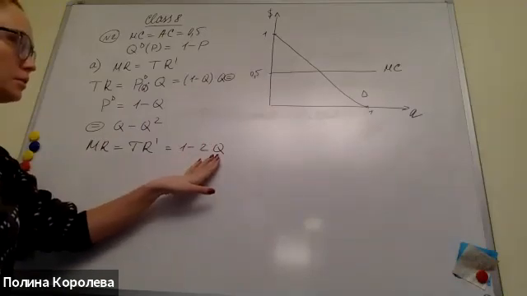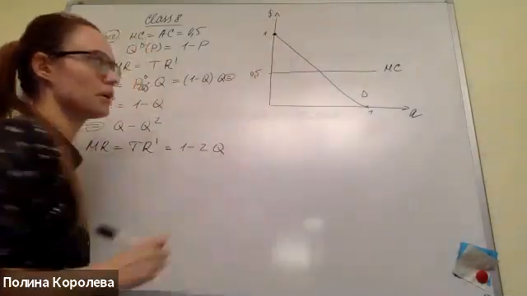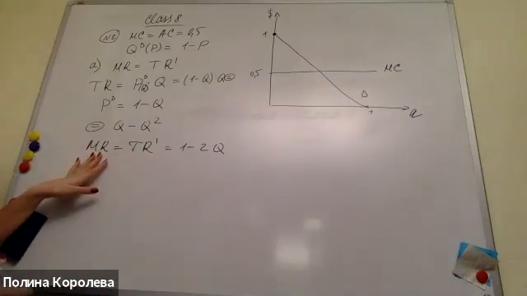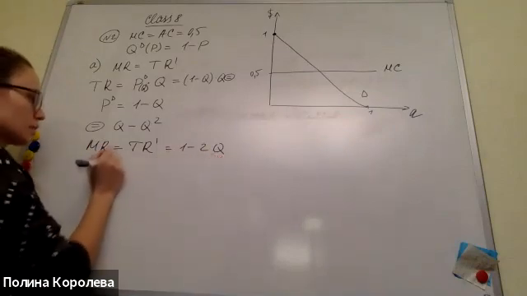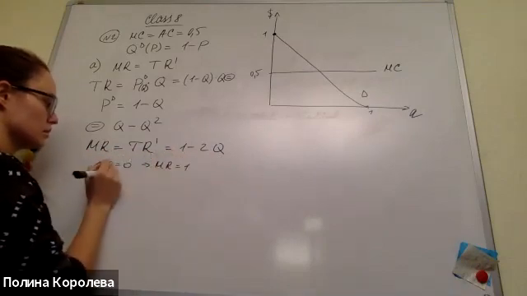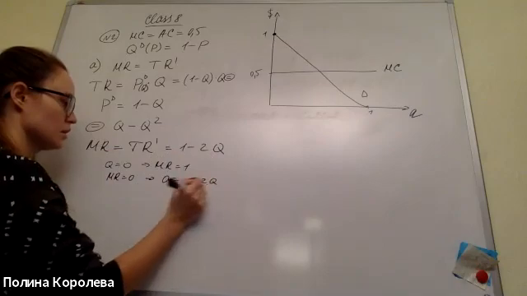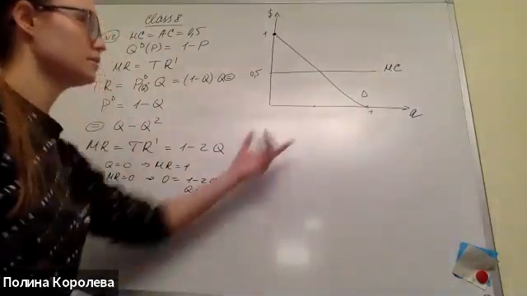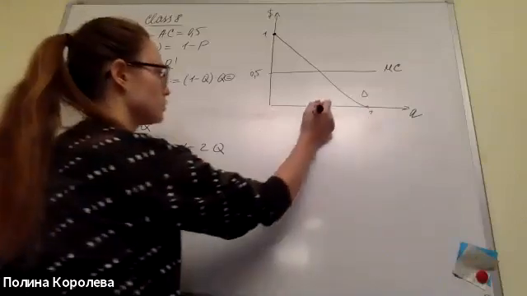If quantity is equal to 0, marginal revenue equals 1, so we start from this point. Marginal revenue we count in money terms, in dollars. If quantity is equal to 0, then marginal revenue equals 1, and vice versa. If marginal revenue equals 0, then 0 equals 1 minus 2Q, so quantity equals 1/2. So it crosses the horizontal axis in the middle of this part, at 1/2.